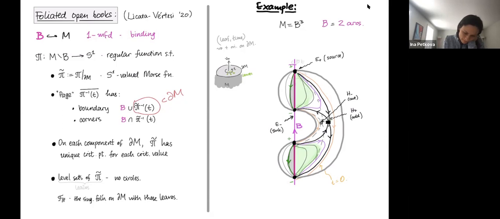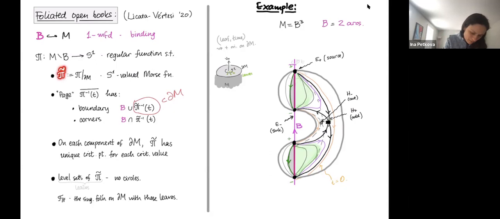Still going to have an S1 function. So I'm still going to fiber in a circle direction. But I'm going to now have to impose a bunch of conditions. So just bear with me. And if some of them make sense and others just kind of stay a bit question marked, that's fine. Okay. So I'm going to use tilde to denote my S1 valued function restricted to the boundary of the three manifold.